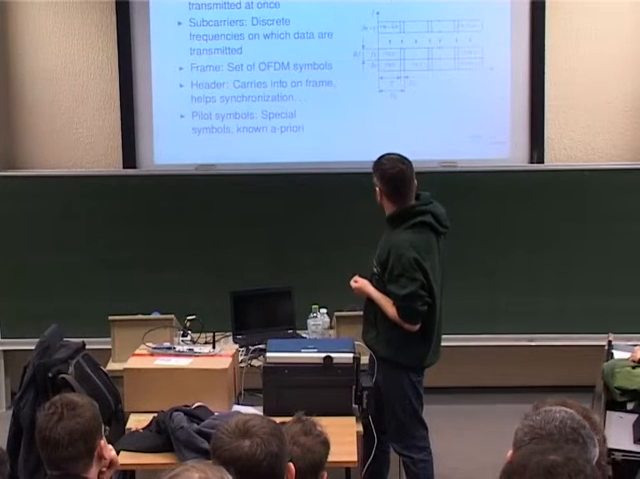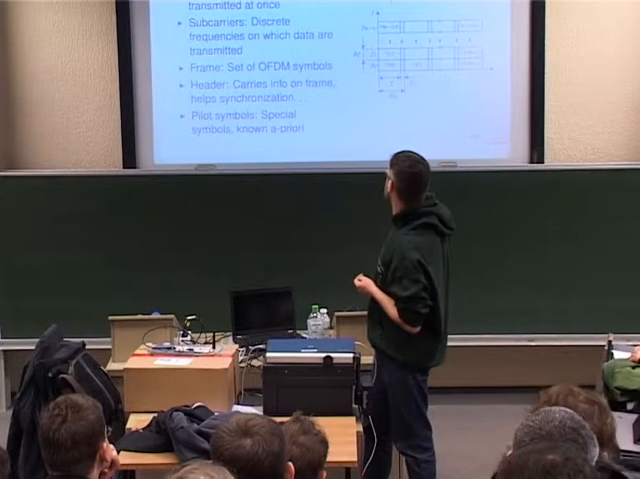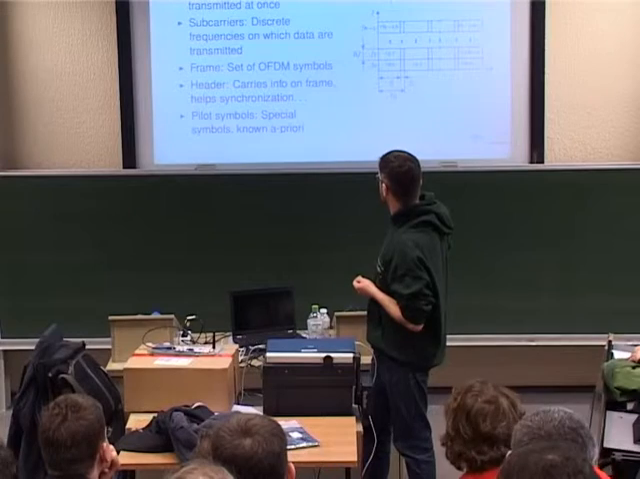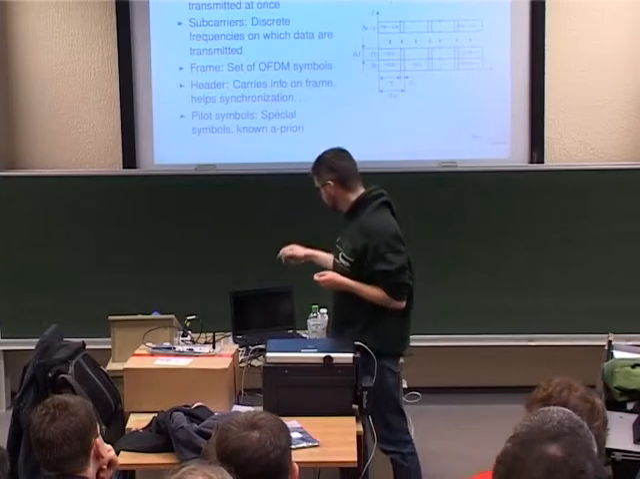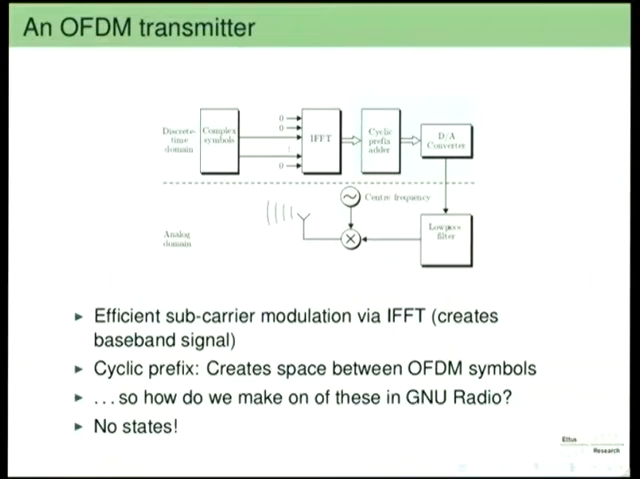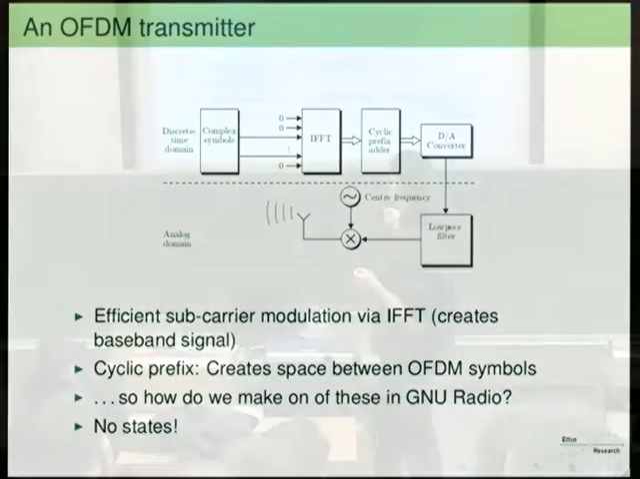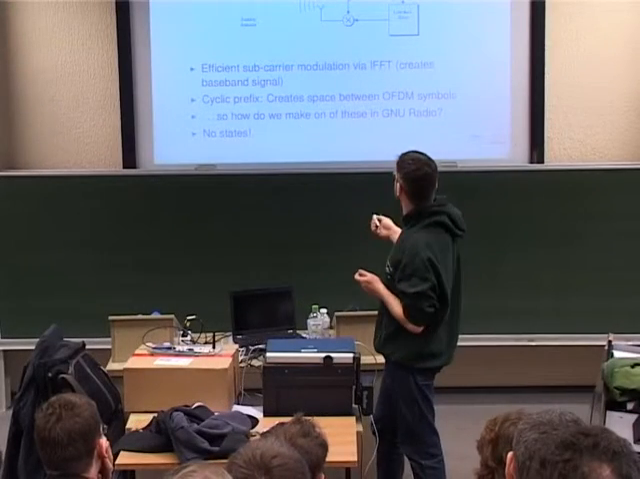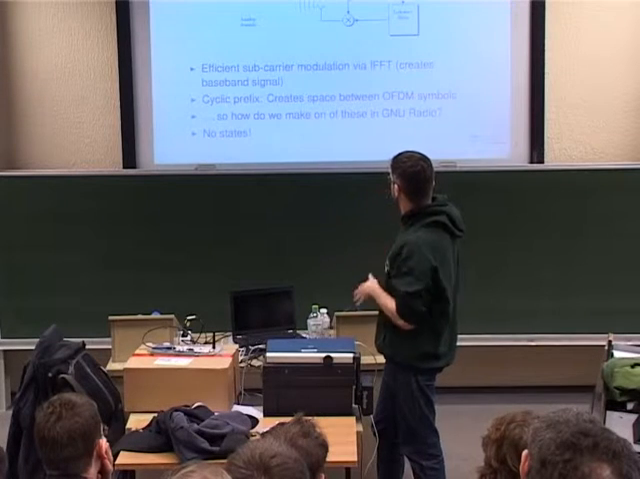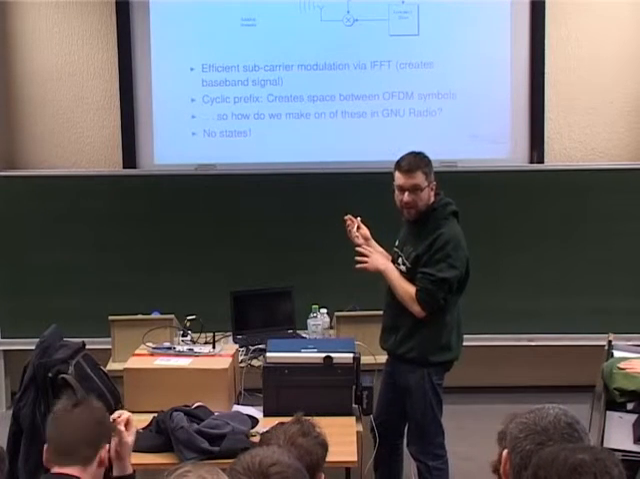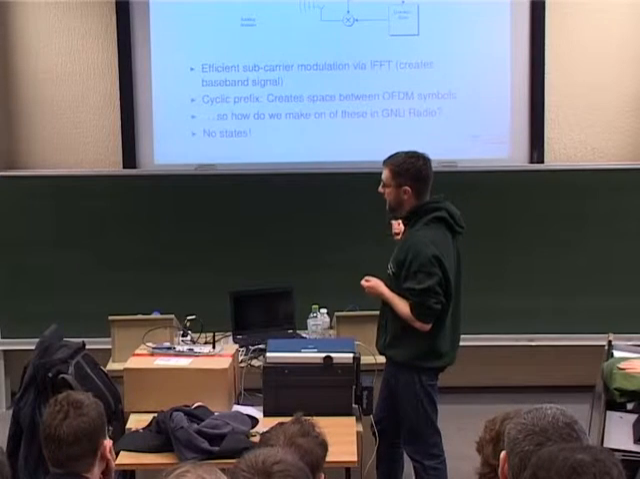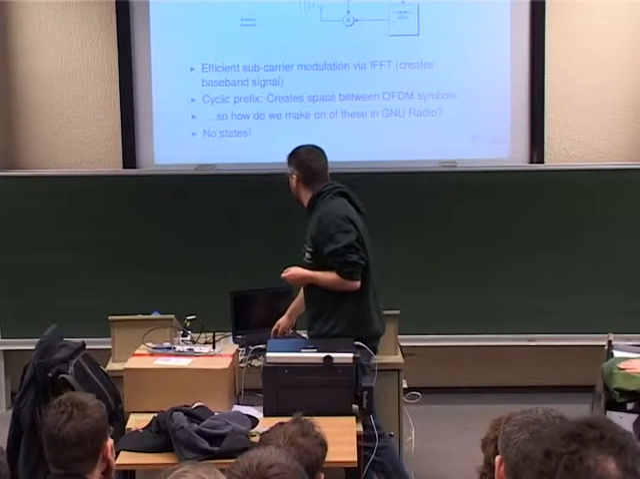When I talk about OFDM symbols, I'm talking about symbols transmitted at the same time. When I'm talking about subcarriers, I'm talking about this narrow band transmission on one frequency. When I'm talking about a frame, that's a set of OFDM symbols. This is a textbook representation of an OFDM transmitter. I guess there should be an arrow here that says something like bits. We map bits to complex symbols, and we have this IFFT operation, which, for reasons I don't want to explain here, does the frequency division multiplexing. Between symbols, we add a guard time, which we call cyclic prefix, and from here on it's just your standard transmitter path, okay?